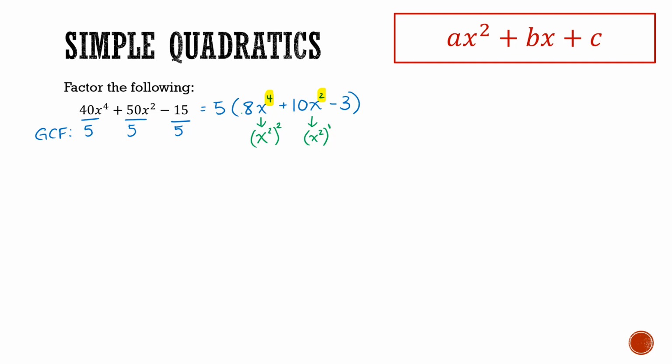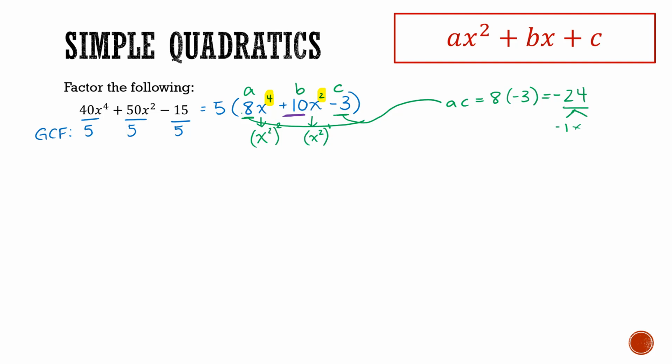So now I'm going to treat this like the quadratics before and identify my a, b, and c terms. I've got a is equal to 8, b is equal to 10, and c is equal to negative 3. From here, I'm going to multiply my a and my c values, and I get 8 times negative 3, which gives me negative 24.